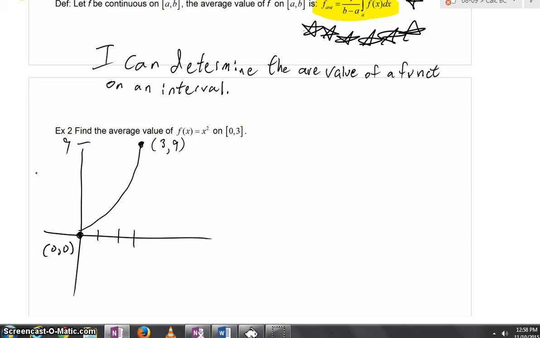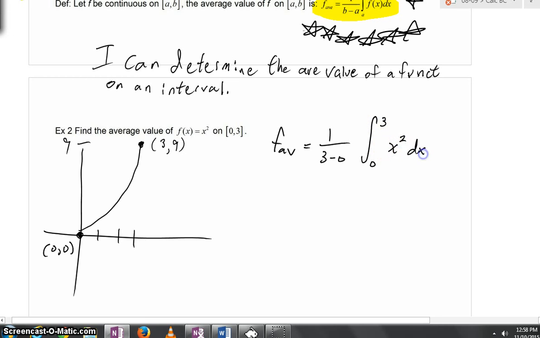Well, we've just seen from the setup of the mean value theorem for integrals, though, that honestly, if you wanted to find the average value of this function, you would take 1 over b minus a, 1 over 3 minus 0, integrate between 0 and 3 of x squared dx. And guys, that is going to tell us what the average y value is on this interval.